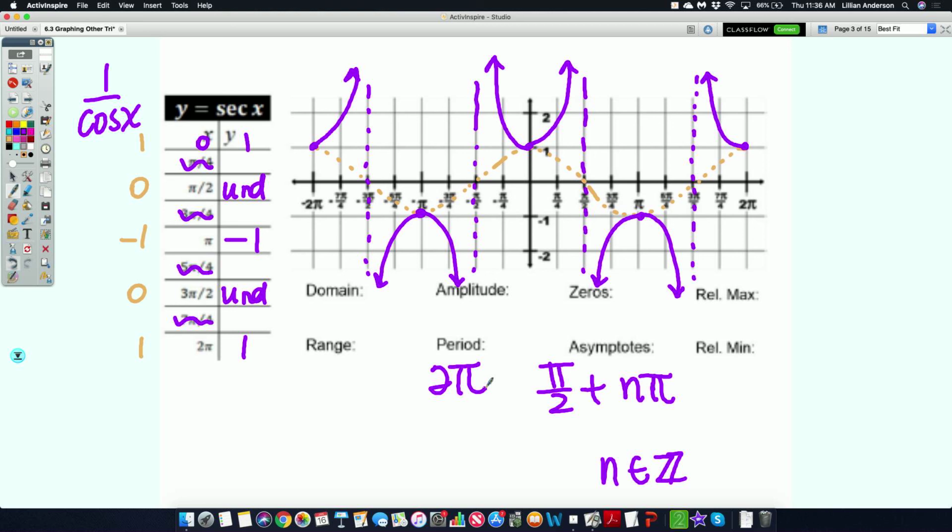Let's go domain. Is it all real numbers? It's all real numbers, but the set of x values such that x does not equal our asymptotes, which were pi over 2 plus n pi. What's my amplitude? None. What about my zeros? None. It doesn't cross the x-axis, and it doesn't have a restriction to show how high it goes.